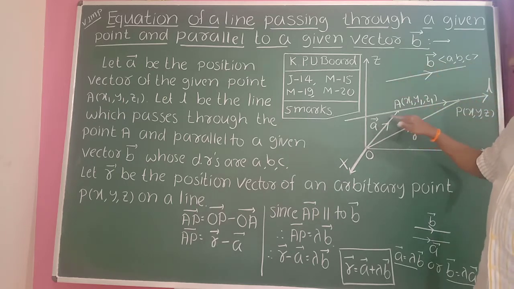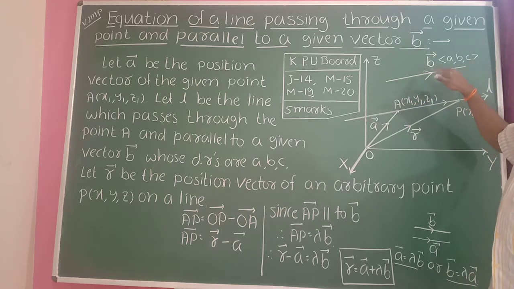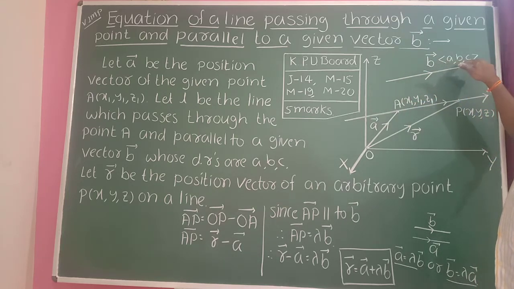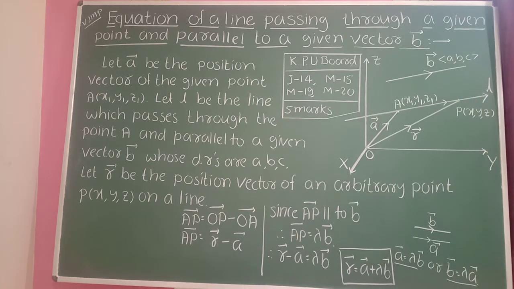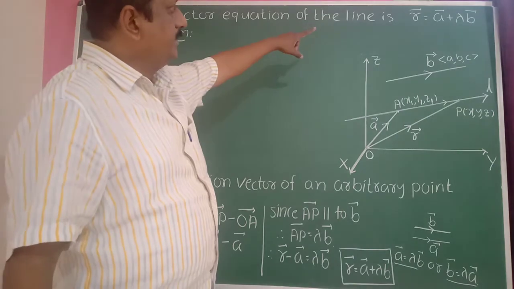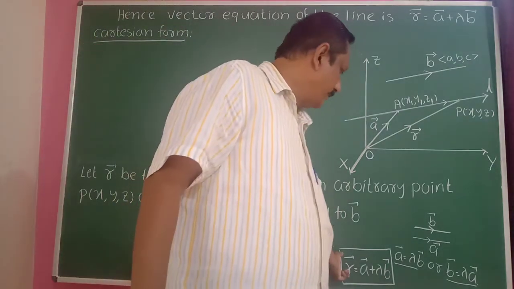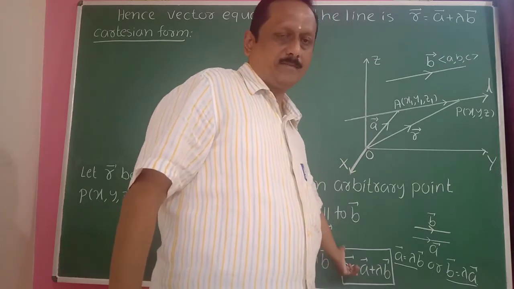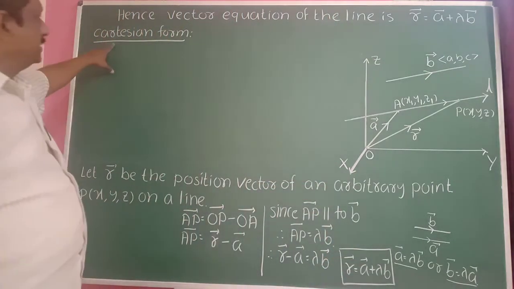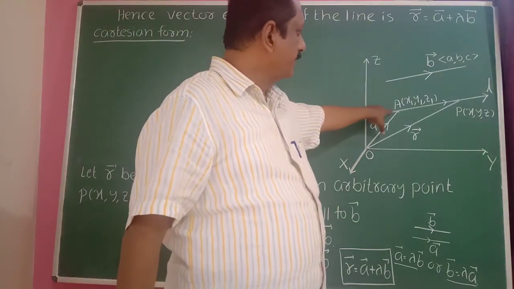A bar is the position vector of the point A, and B bar is the given vector whose direction ratios are a, b and c. Hence, the vector equation of the line is r bar is equal to a bar plus lambda into b bar. This is called the vector equation of the line. Next, we have the Cartesian form.